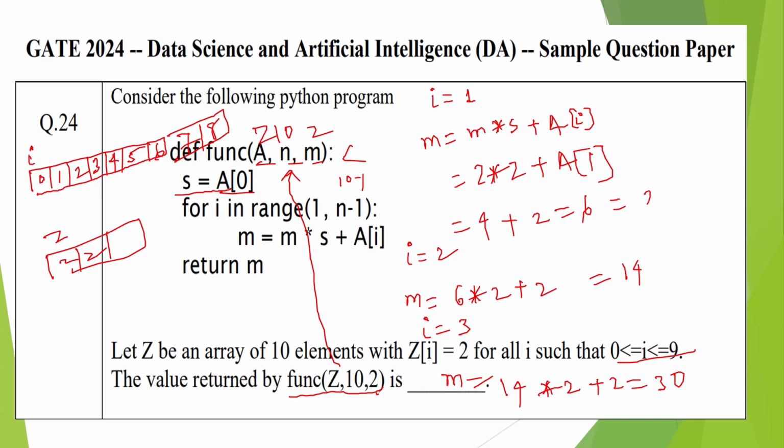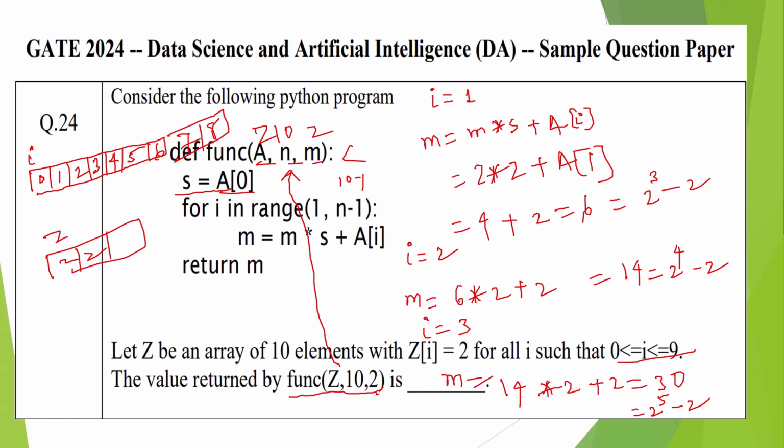See, how can we write 6 here? 6 means 2 to the power 3 minus 2. 14 means 2 to the power 4 minus 2. 30 means 2 to the power 5 minus 2. How are we getting this formula here? 2 to the power 3 minus 2.